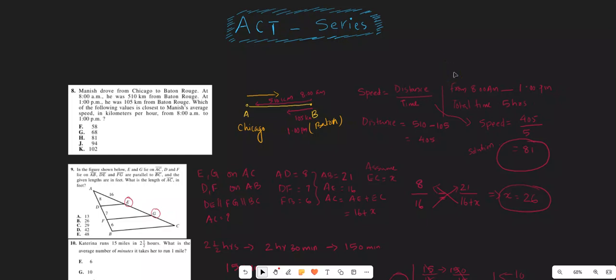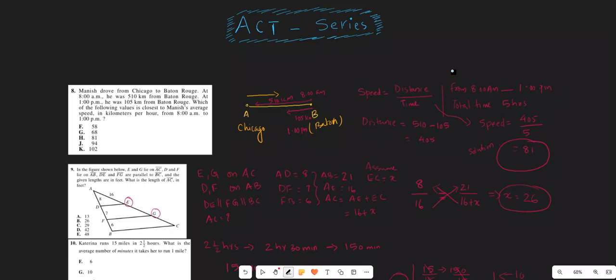So the question here is, Manish drove from Chicago to Baton Rouge. At 8 a.m. he was 510 km from Baton Rouge. At 1 p.m. he was 105 km from Baton Rouge. Which of the following values is closest to Manish's average speed in kilometers per hour from 8 a.m. to 1 p.m.? So, straight away the question is asking you to find the speed, average speed.